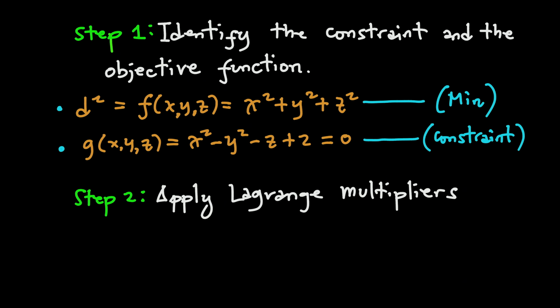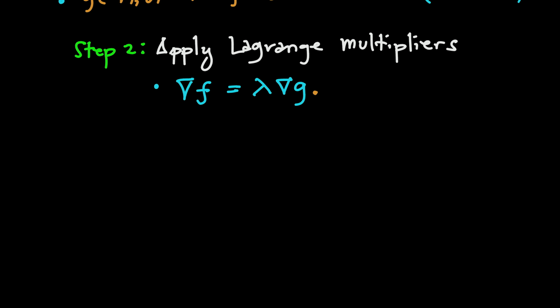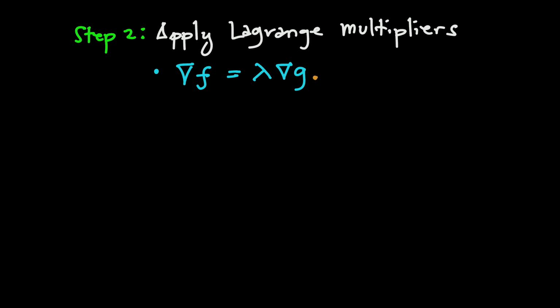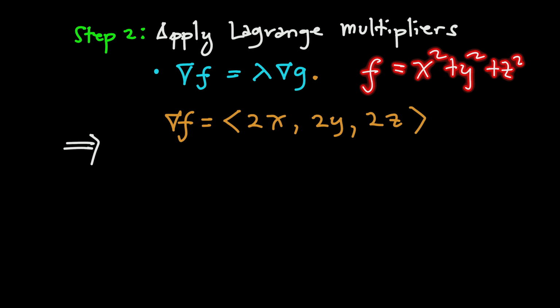Then for step 2, we apply the Lagrange multipliers. We have this one, the alternative process which was mentioned in our previous video. Since f is equal to x squared plus y squared plus z squared, the gradient of f is equal to this. Notice that if you differentiate with respect to x, you will have this value. Differentiating with respect to y, you have 2y, and with respect to z, you have 2z.